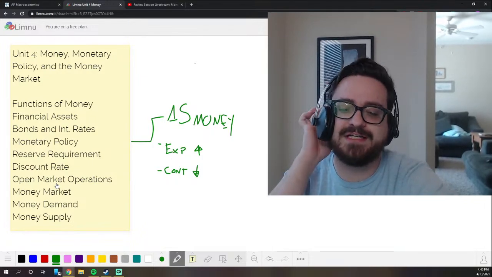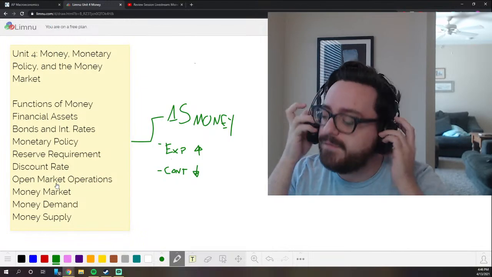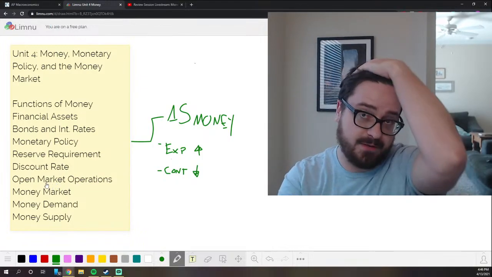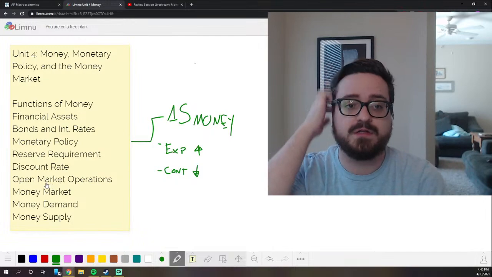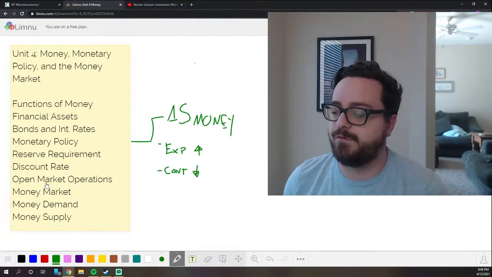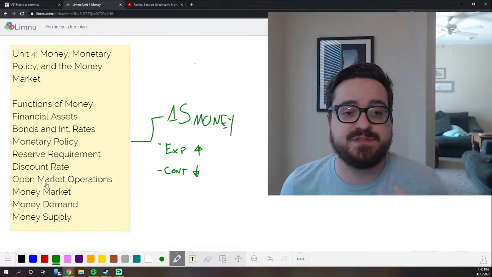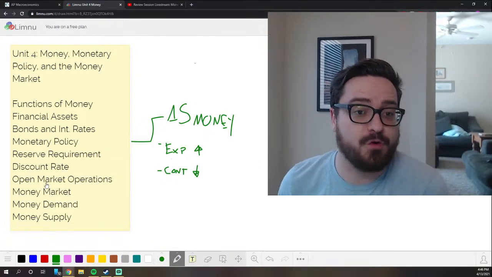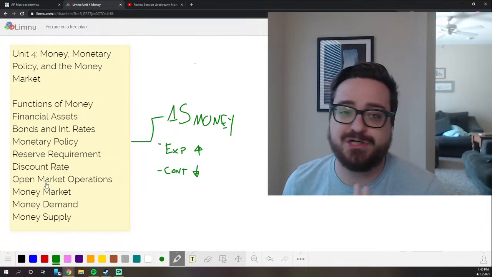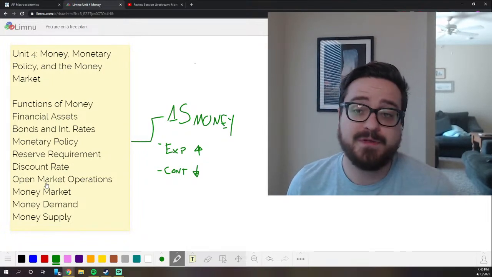And the federal funds rate is the price of a loan from commercial banks to each other. So say Wells Fargo wants to borrow from Chase, they pay what's called the federal funds rate. And the way that open market operations mess with that is that if banks have more money to lend, it'll be easier for them to lend not just to me, but to each other.